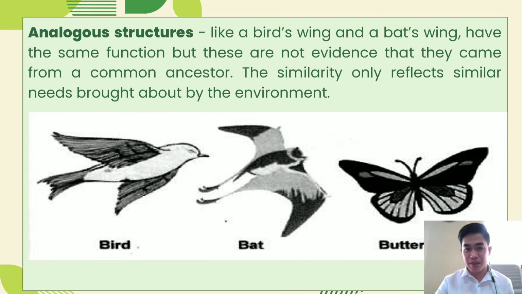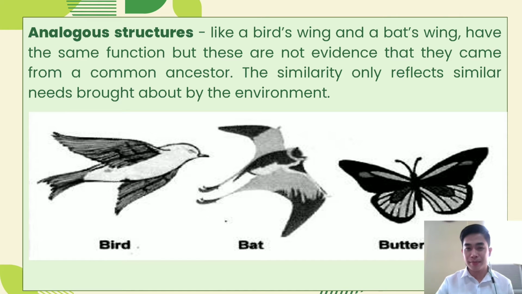Analogous structures, like a bird's wing and a bat's wing, have the same function but these are not evidence that they came from a common ancestor. The similarity only reflects similar needs brought about by the environment.